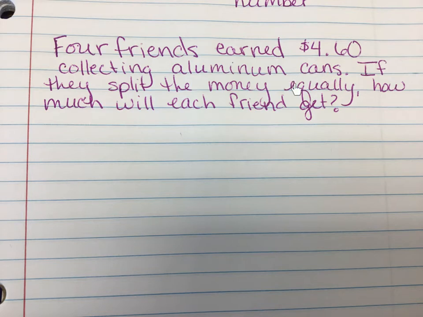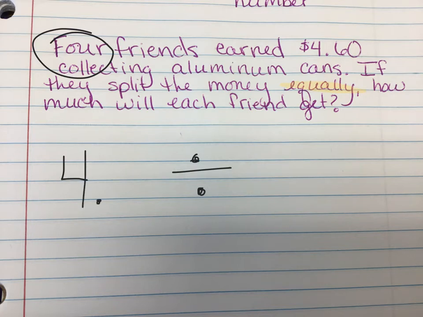Well, this word right here, equally, is really important to us because that tells us that they are going to be putting it into equal groups. When we see that, we know automatically that our problem is going to be division based. And since they're splitting it amongst themselves, they're going to put it into how many equal groups? 4 groups. That's right. So we put the item that they are looking to split into groups first, and we're dividing it by 4. We're going to put it into 4 equal groups.